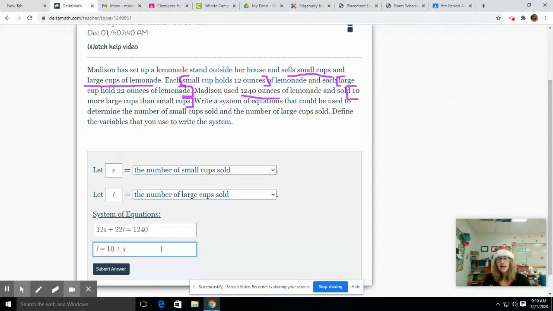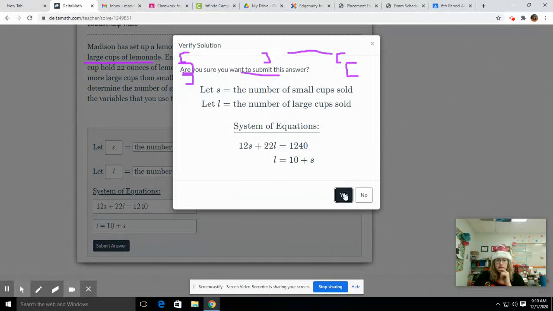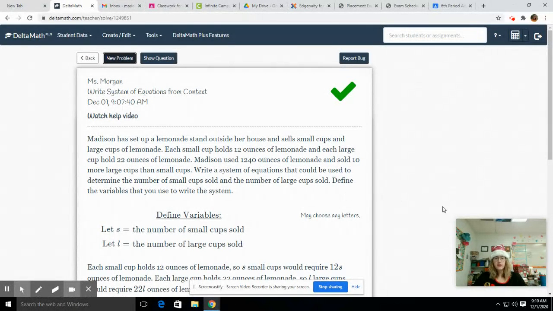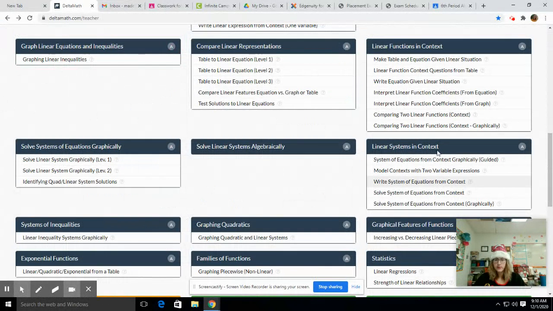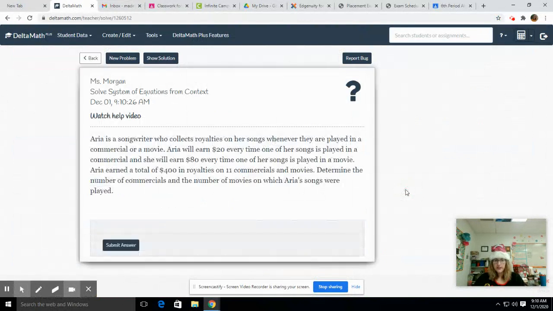So if you need to check that one, if I sold 10 small cups, that means I sold 20 large cups, and that is what my problem is asking for. So I'm going to submit this, see if that's correct. It should be. Good, perfect. So now the second part of your assignment is going to be solving these systems.